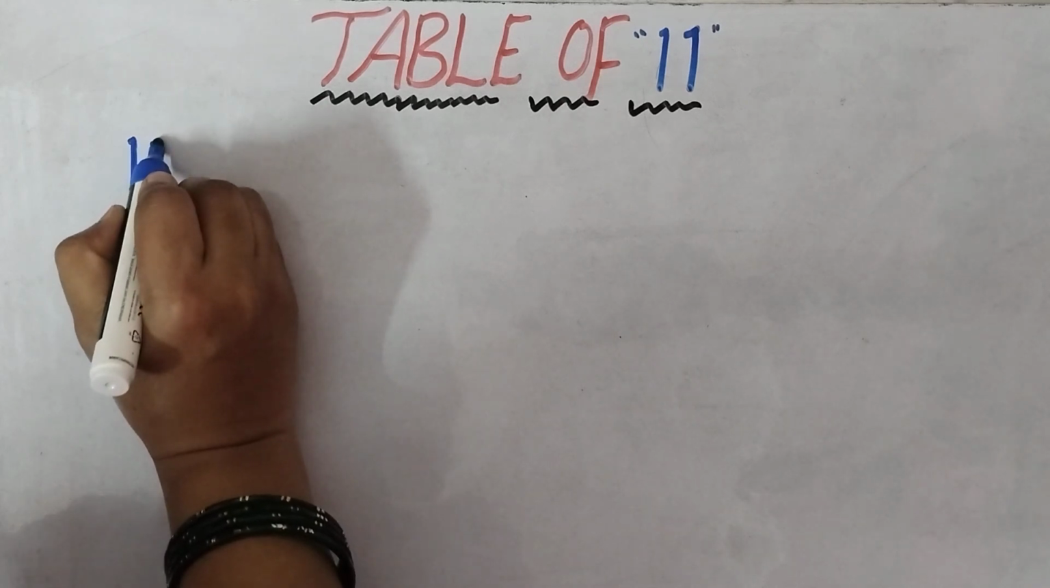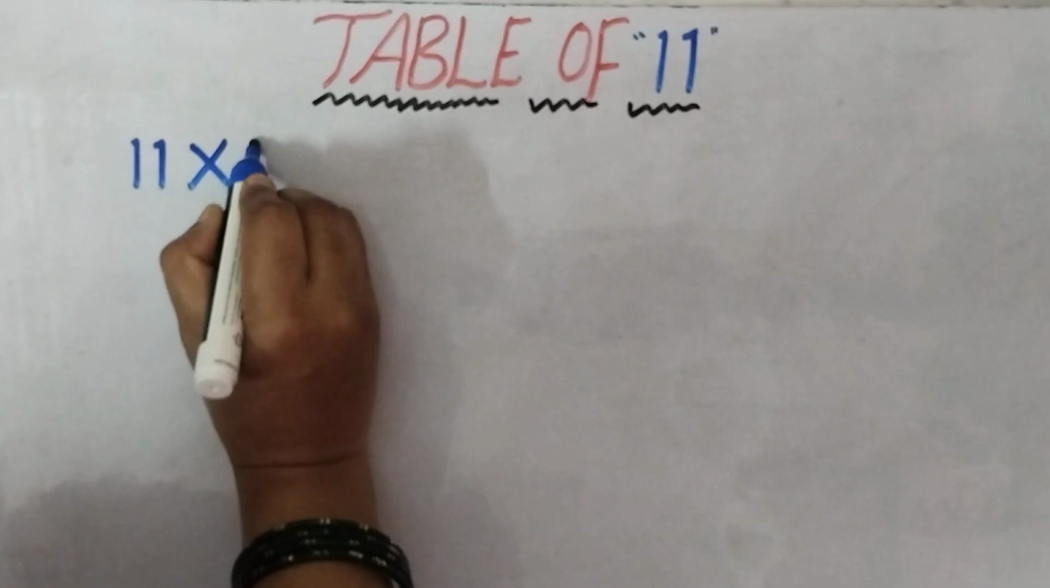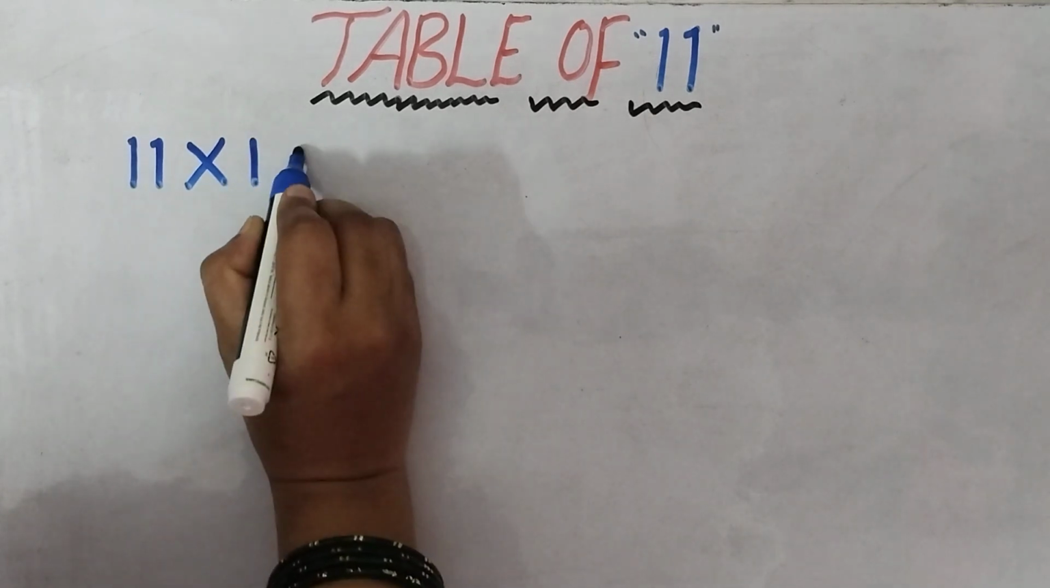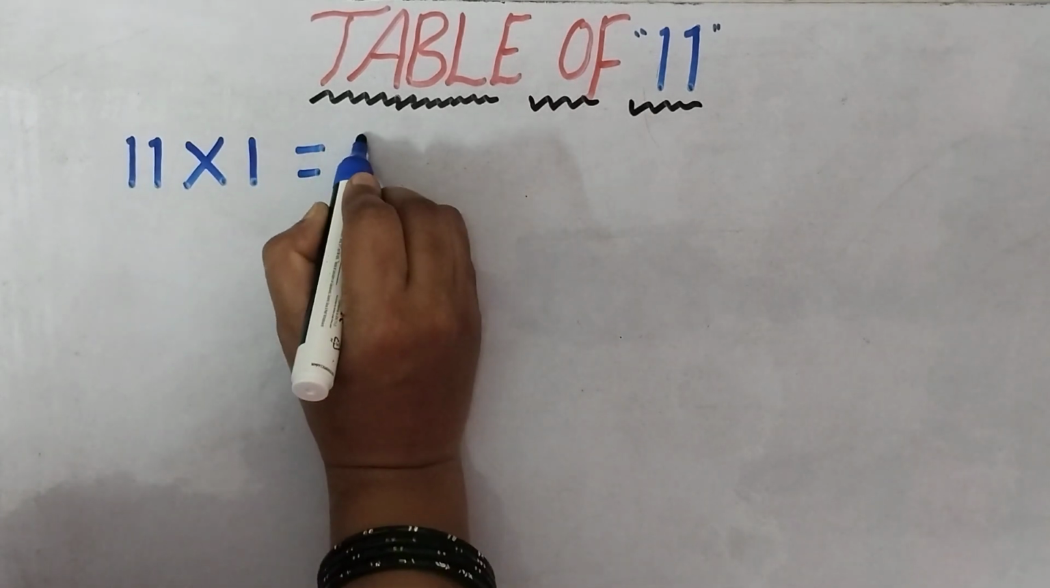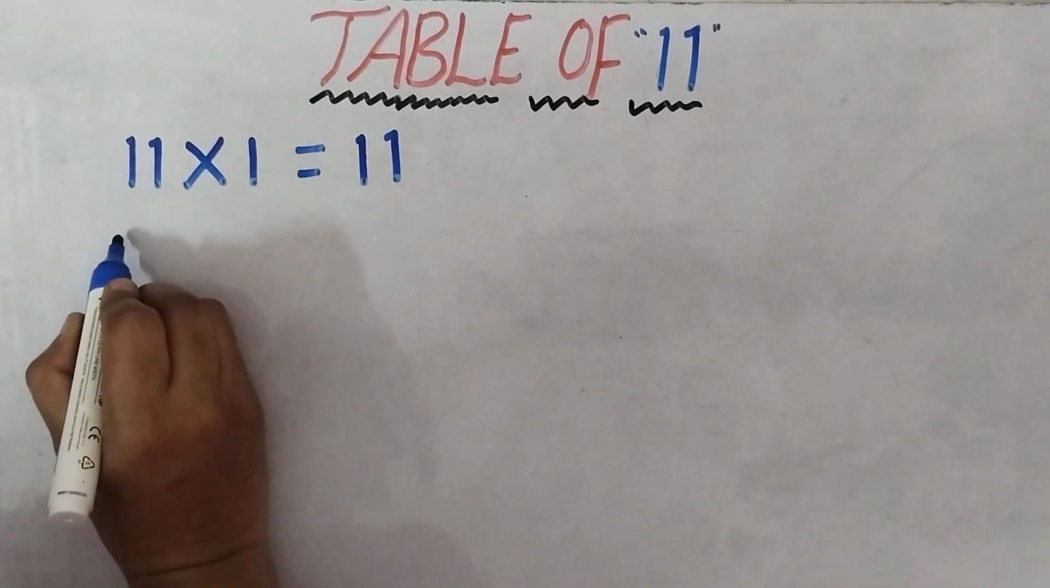11 into 1 is equal to 11. 11 ones are 11.